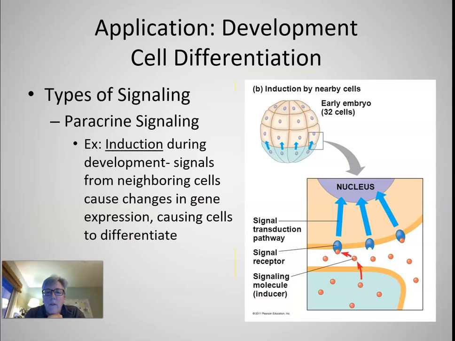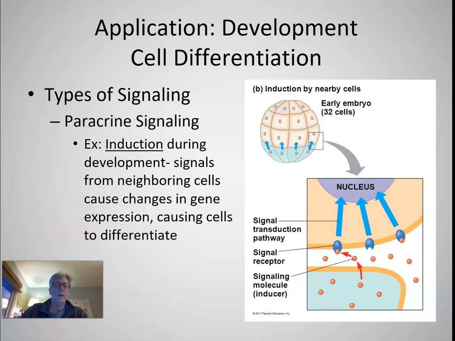Another important thing that happens is called induction, another example of paracrine signaling. This happens during development, when signals from one cell signal a change in gene expression in a neighboring cell. So here is our signaling molecule in this cell. In this case, it's called an inducer. It's released from the signaling cell. It binds to its receptor in the receiving cell and sends a signal to the nucleus, which causes some changes in gene expression, which is a whole other unit. That is a huge part of development. Embryonic development is this thing called induction, which is a type of paracrine signaling.